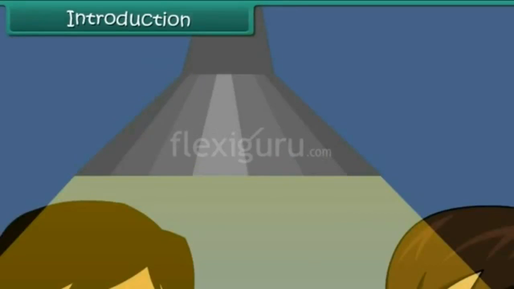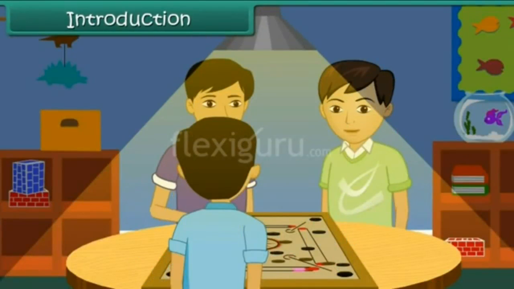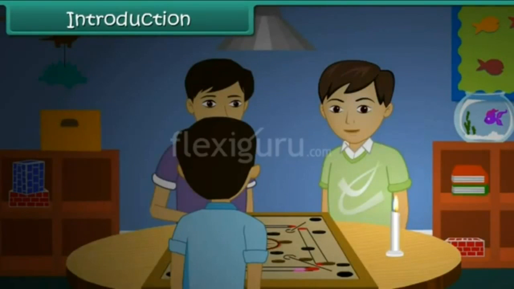Introduction. It is summer vacations. Friends have gathered at Mohit's place to play a game of carom. During the game, the electricity went out. Mohit went and brought a burning candle to finish off the game. Everyone had seen a burning candle, but today seeing the dancing flame was interesting.